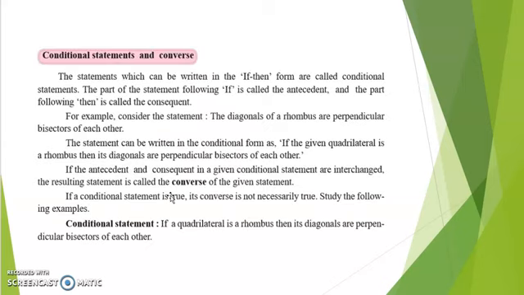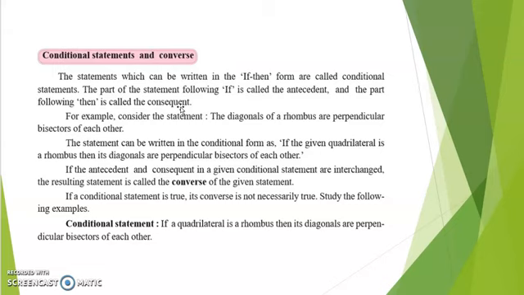We move to the next concept, which is something called conditional statements and converse. Let us see what this is. The statements which can be written in the if-then form are called conditional statements. The part of the statement following if is called antecedent, and the part following then is called consequent. For example, consider the statement, the diagonals of a rhombus are perpendicular bisectors of each other. This statement can be written in the conditional form as, if the given quadrilateral is a rhombus, then its diagonals are perpendicular bisectors of each other.